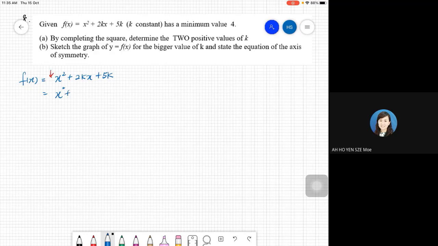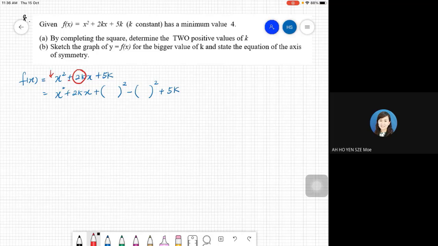So copy back the first 2 terms. For the third term you put a plus here, bracket, square, another minus bracket, square. Then behind, you copy back the third term. What you need to fill in the bracket is your b divided by 2. This is your value of b, 2k. Since it is positive here, inside is also positive.